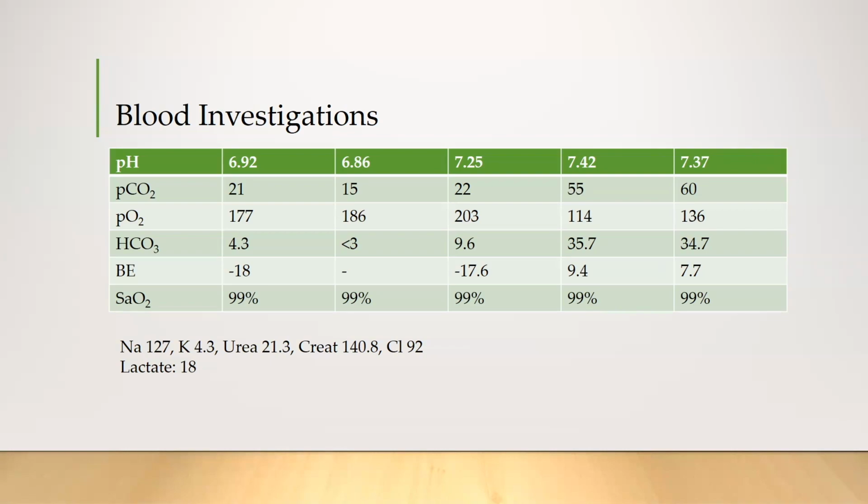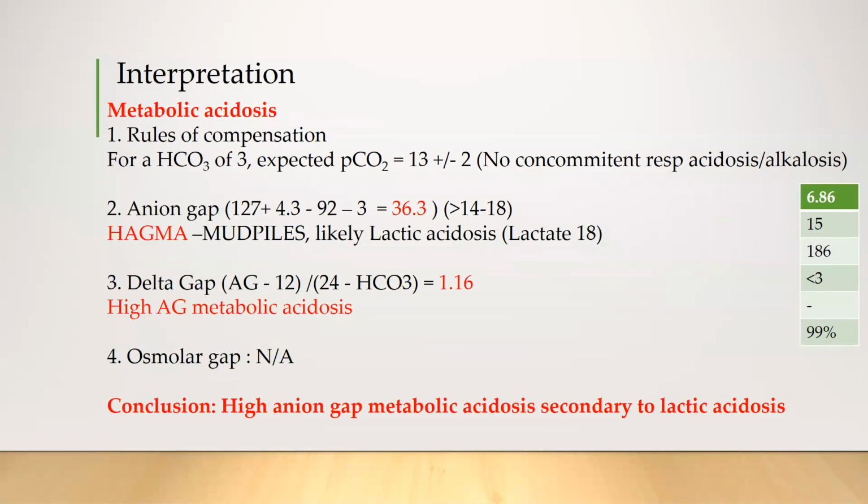So at that point of time, the sodium is 127, potassium is 4.3, urea 21.3, creatinine is 140 with some AKI component, chloride is 92. And we also noted the lactate to be 18. And from all this we can calculate the metabolic acidosis, whether it's acute or there is any concomitant. So as for the rule of compensation, for the bicarb of 3, the expected PCO2 would be around 13 plus minus 2 based on Winter's formula. The PCO2 is actually 15, so there is no concomitant respiratory acidosis or alkalosis present here.